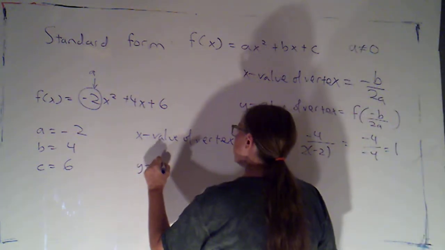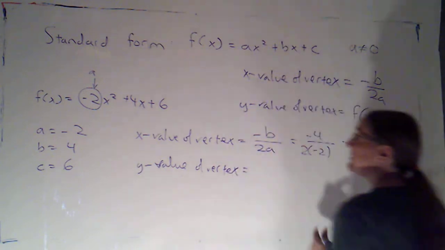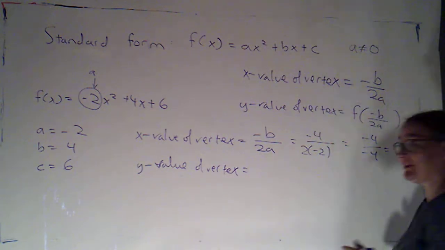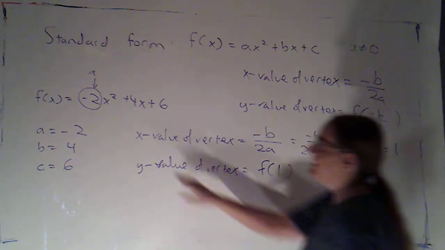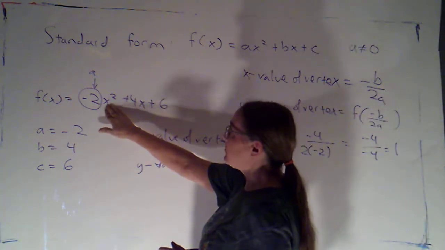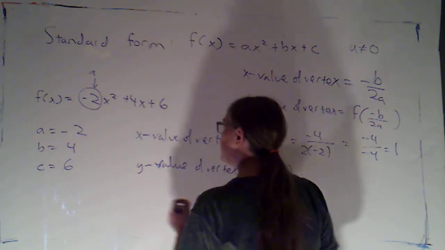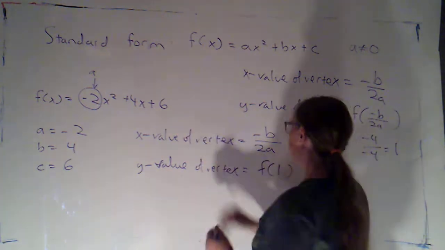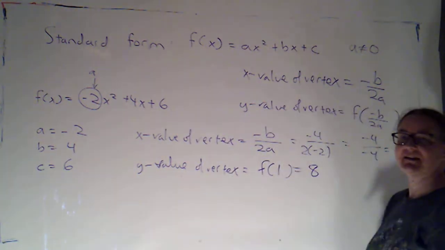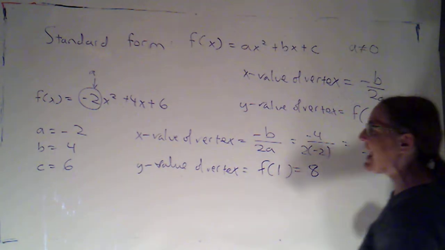The y value of the vertex is going to be the y value I get when I plug in 1. So that's f of 1. Okay. 1 squared is 1. So I'm going to get negative 2 plus 4 times 1. So that's negative 2 plus 4. That's 2 plus 6. That's going to give me 8. So my vertex is at 1, 8.